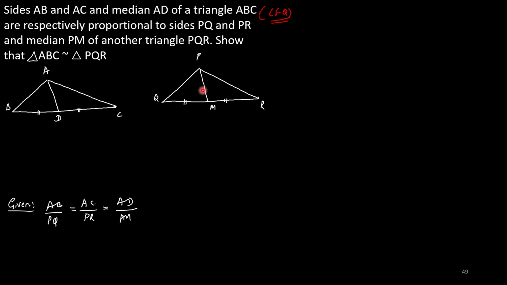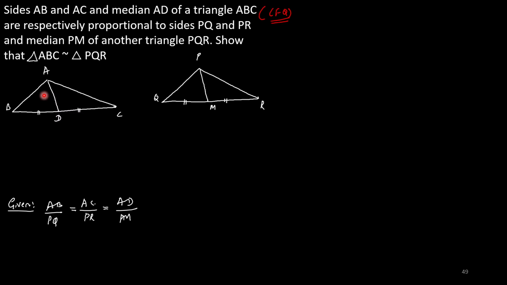Now, here it cannot be SSS. Okay, Pranav, it cannot be SSS directly, because SSS means I need to have BC proportional to QR. Here BC is not proportional to QR. It is not given to you. Here I have been given only this side and this side. SSS means all three sides of the triangle should be proportional to each other, and that is not given to you.